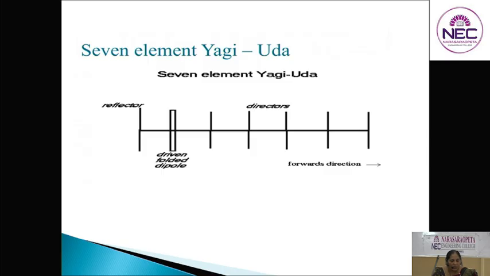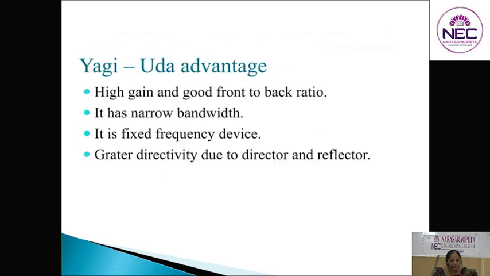This represents the pictorial form of the Yagi-Uda antenna. In this, we have a reflector element, driven element, and a number of director elements. This is the best example for parasitic element array antenna. Advantages of Yagi-Uda antenna: it has high gain and good front to back ratio. It has narrow bandwidth. It is a fixed frequency device. Greater directivity due to director and reflector elements.